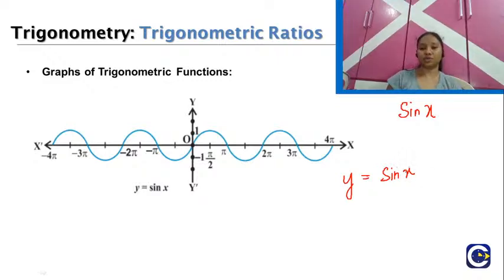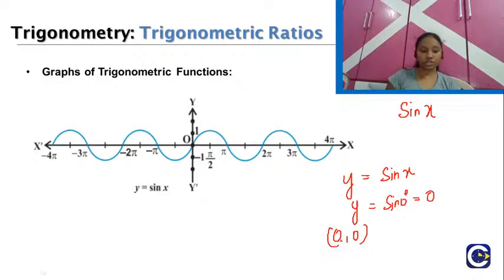So sine 0. So what is the corresponding value we have seen? So sine 0 degrees is nothing but 0. So when x value is 0, y value is also 0. So you can say that will be our first point which we have plotted here, isn't it?